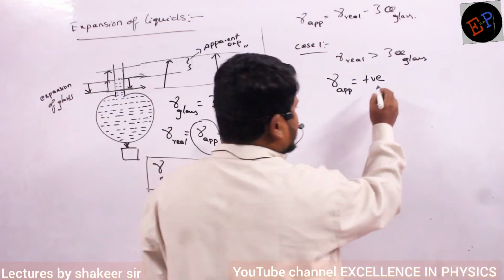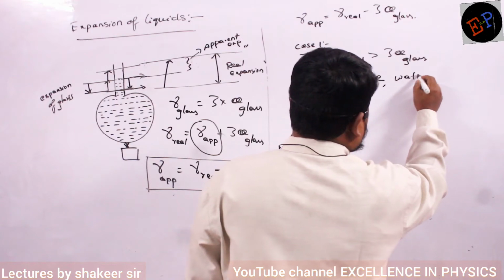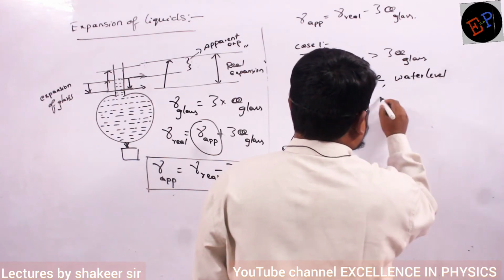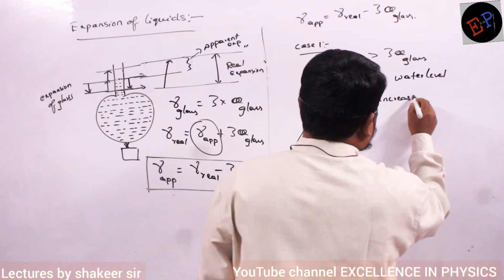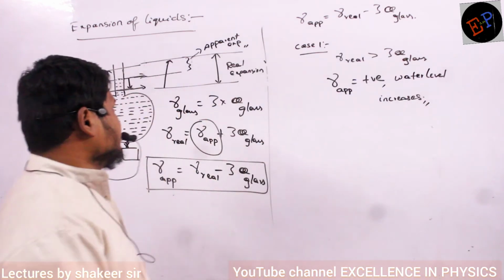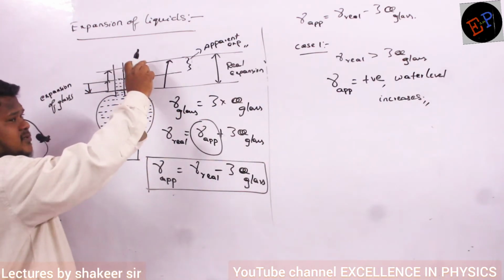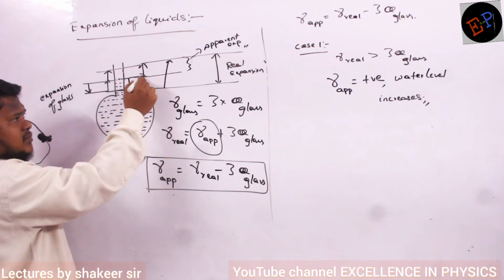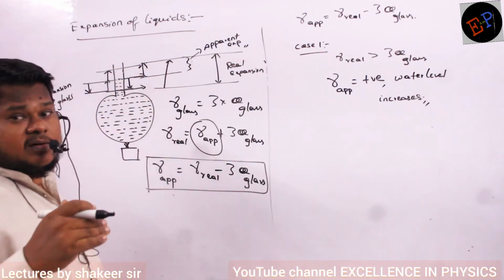So gamma apparent is positive means what? Water level increases. Okay. It means here you are seeing this apparent expansion. This is rise in level of water only, no? That water level you can observe to be rising.